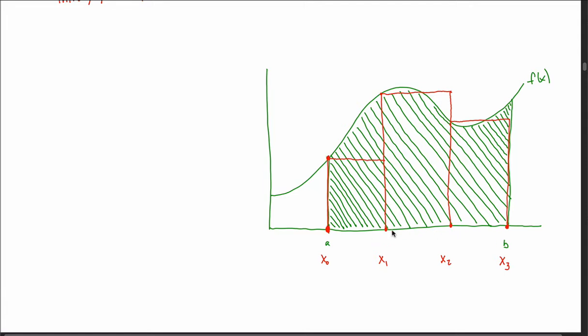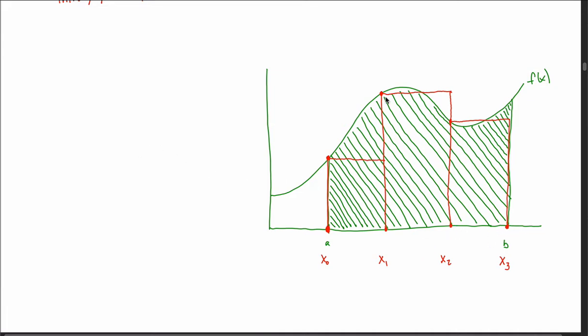The second rectangle, whose base goes from x1 to x2, I based its height off this point, the left endpoint of that rectangle. Similarly, my third rectangle, its height is based off this point, which is the height at x2, the left endpoint of the rectangle spanning from x2 to x3.